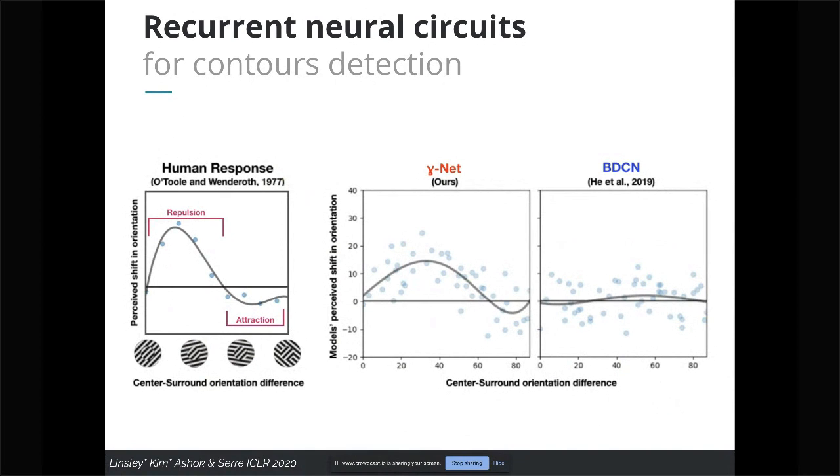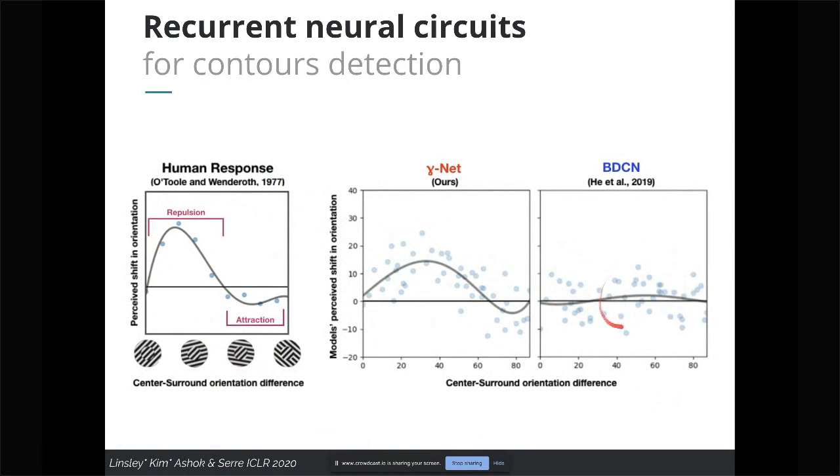Now, going back to our original question about the role and whether the tilt illusion is a bug or a feature, I should point out that we run the same psychophysics experiment on this recurrent neural network optimized for contour detection. We find a qualitatively good fit with human data. I should point out that the effect is actually much stronger in the model than it is in humans. It's one order of magnitude larger.